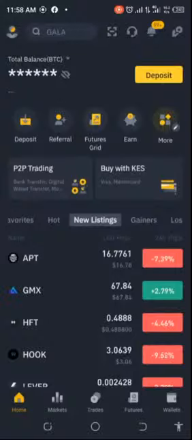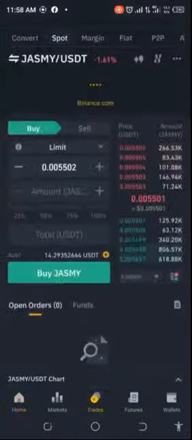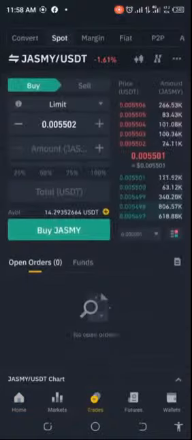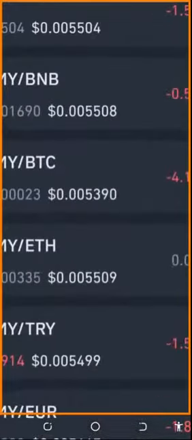So today, what are we doing? We're going to be continuing our triangular arbitrage. And today we're going to use another coin. Let's see. Now we're going to be using this coin called Jasmine. We're going to be checking also the different prices in which it is listed, just to be sure there's an opportunity.